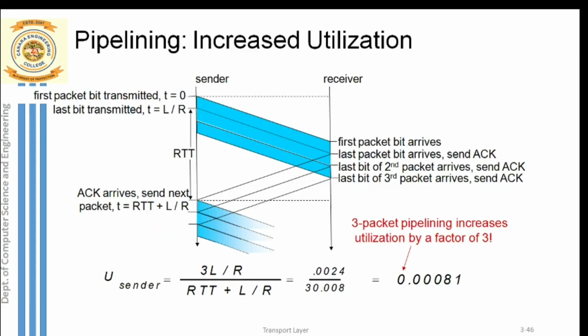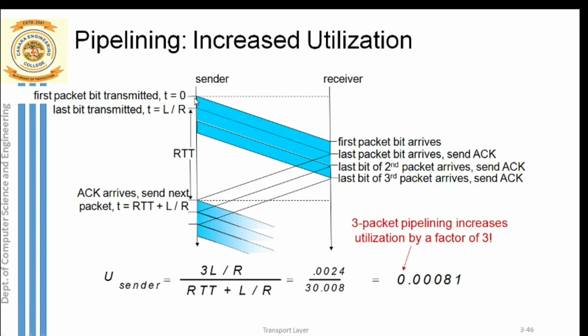So you can just see here the overall concept of pipelining. It's not just one packet that is transmitted. Back to back, multiple packets are transmitted. We will see how the multiple packets are transmitted here and how it increases the utilization. See, the sender is transmitting the first packet here.